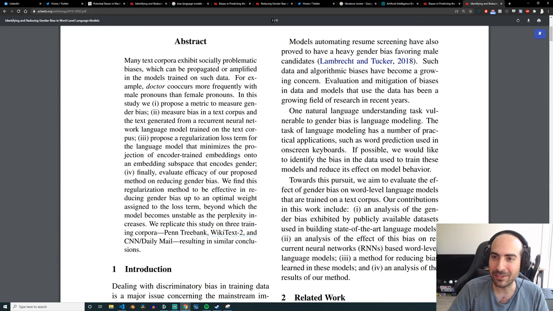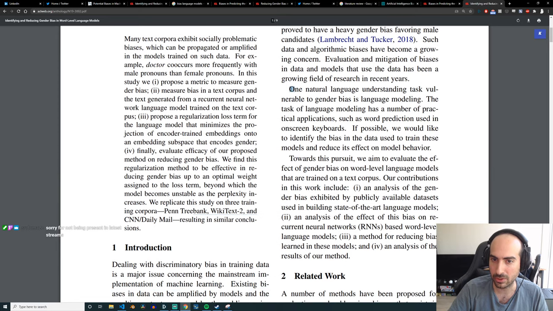So, models automating resume screening have also proved to be heavily gender biased, favoring male candidates. So, such data and algorithmic bias has become a growing concern. Evaluation and mitigation of biases in data and the models that use the data has been a growing field of research in recent years.